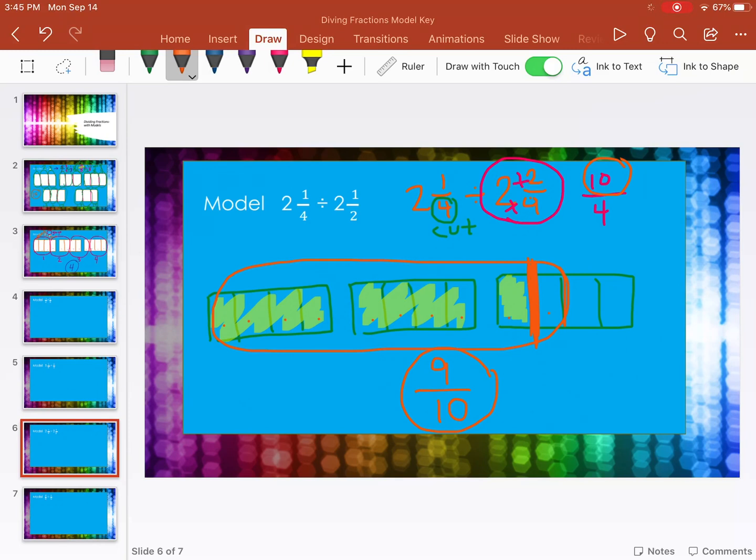That's a little tricky one. If your second number is a mixed number, you have to make it improper so you can see what you can divide by. See what you're grouping by.